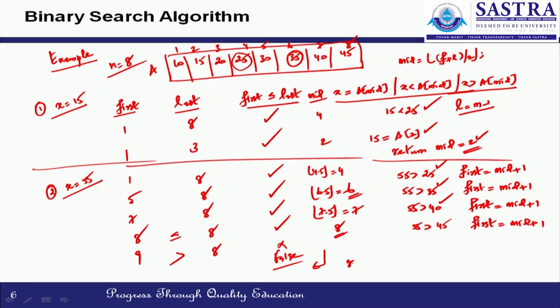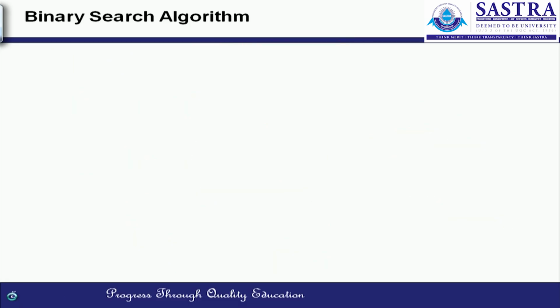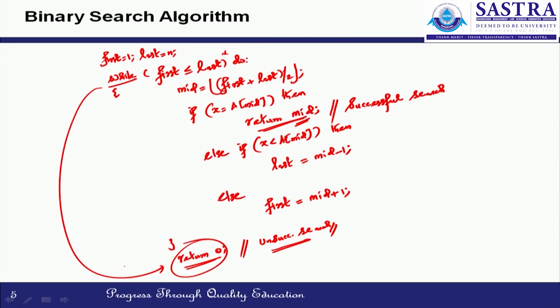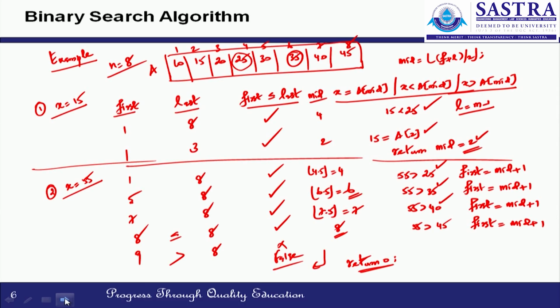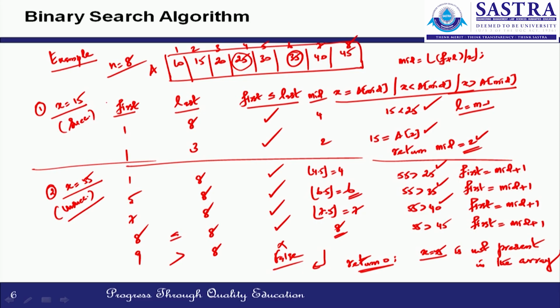Then the next executable statement is return 0. This indicates that the searching element is not available in the array. That means this results in an unsuccessful search. So x equal to 55 is not present in the array. x equal to 55 results in an unsuccessful search, whereas x equal to 15 results in a successful search.